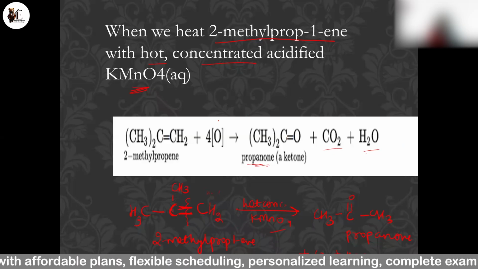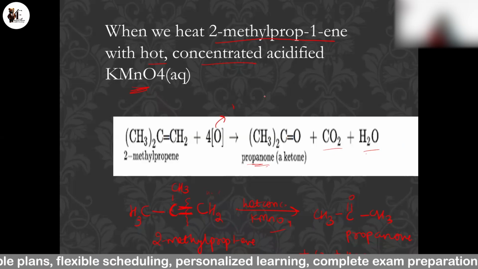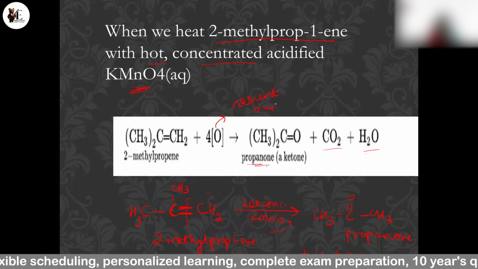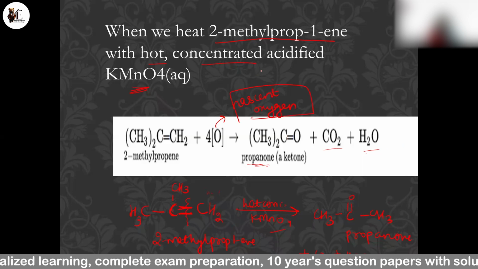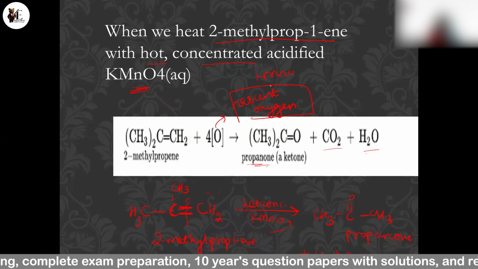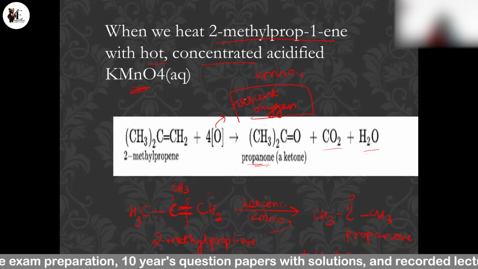This oxygen is your nascent oxygen, as I told you in the previous class also. It helps in oxidation. Where does it come from? It comes from your KMnO4. It is an oxidizing agent.